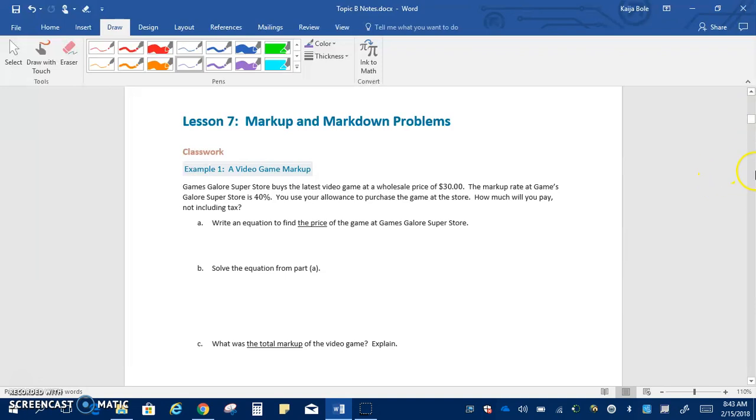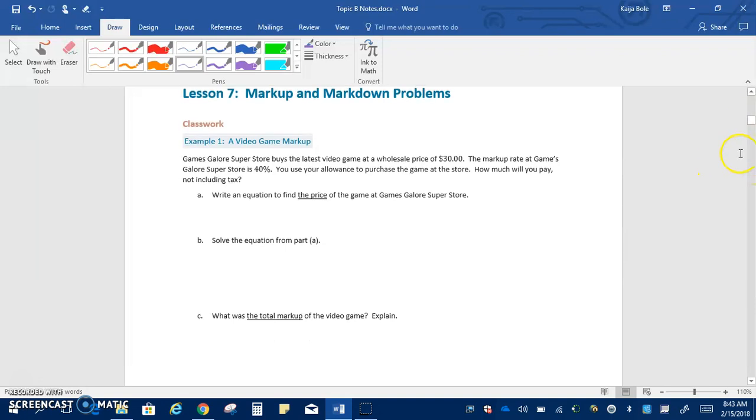So if we look at example 1, it says Games Galore Superstore buys the latest video game at a wholesale price of $30. The markup rate at Games Galore Superstore is 40%. You use your allowance to purchase the game at the store. How much will you pay, not including tax? So, it says to write an equation to find the price of the game.